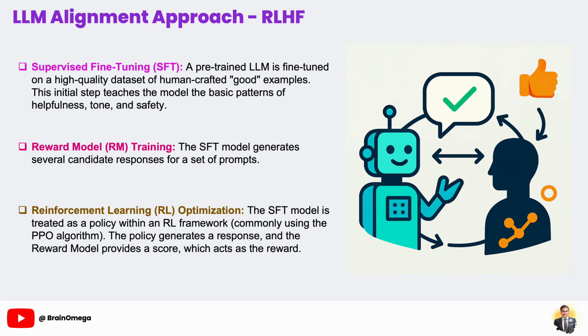So, how do we actually implement alignment? Let's dive into the most common and effective method used today, RLHF, which stands for Reinforcement Learning from Human Feedback. As the diagram here illustrates, it's a dynamic, multi-stage process that creates a powerful feedback loop between human trainers and the AI model. The entire process begins with step 1, supervised fine-tuning or SFT.